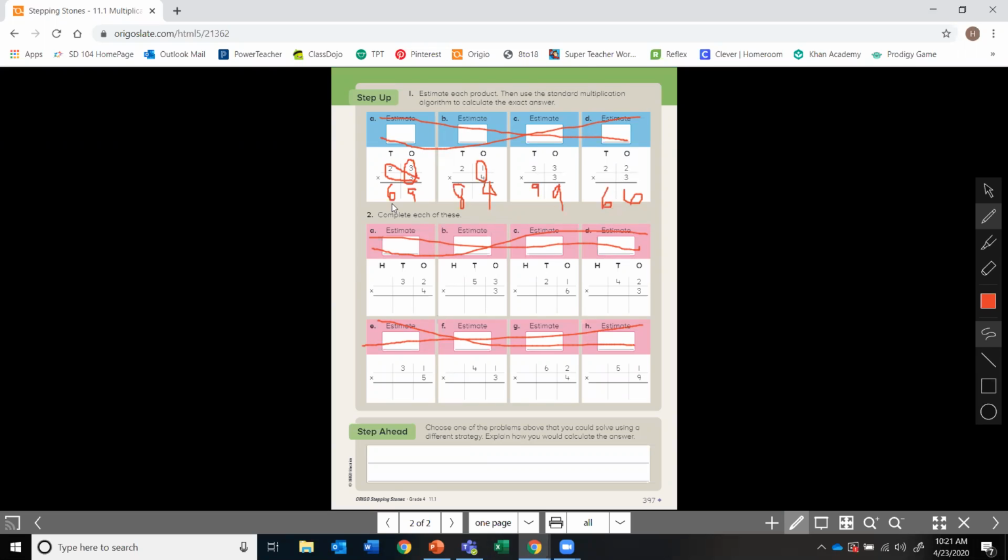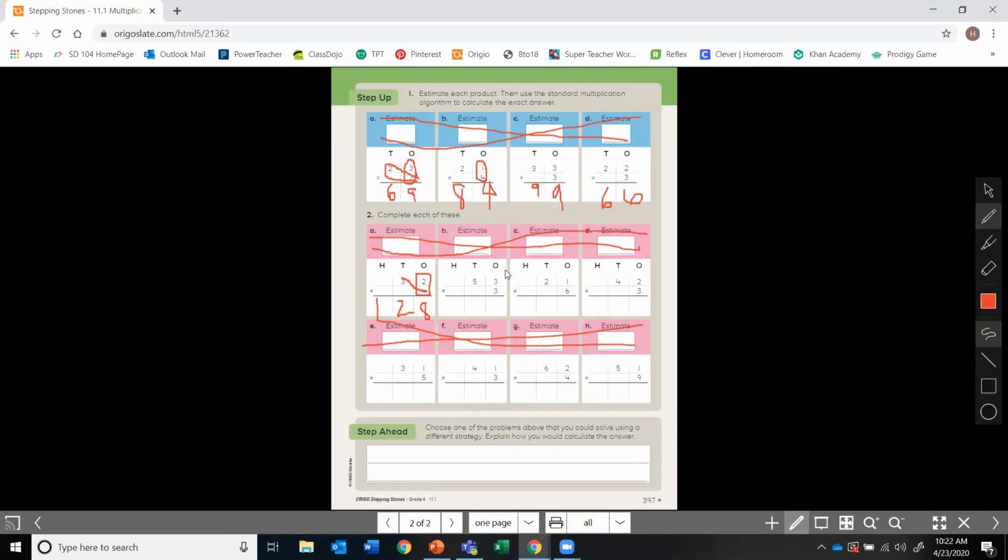So let's start with letter A. We have 32 times 4. I'm going to do 2 times 4, which is 8. And I'm going to do 4 times 3, which is 12. Now you don't write 12 in the same box. You have to break it up into 1 and 2. So now our answer is 128.